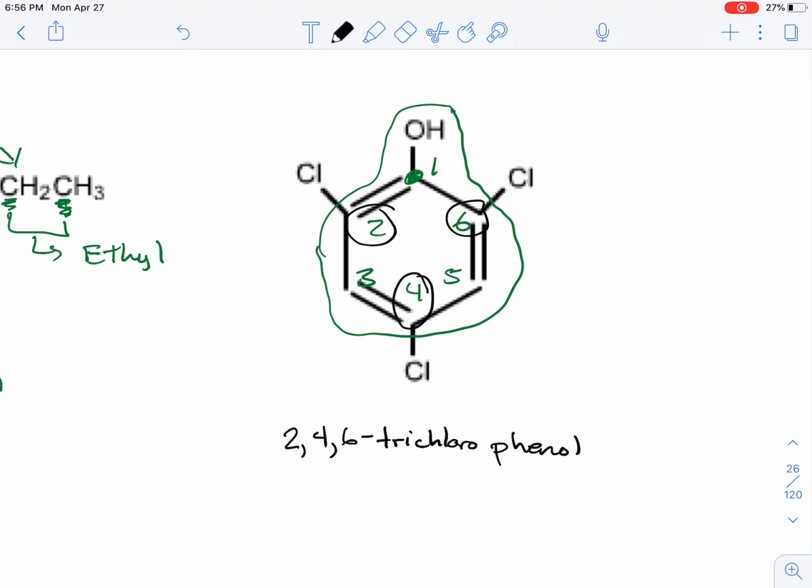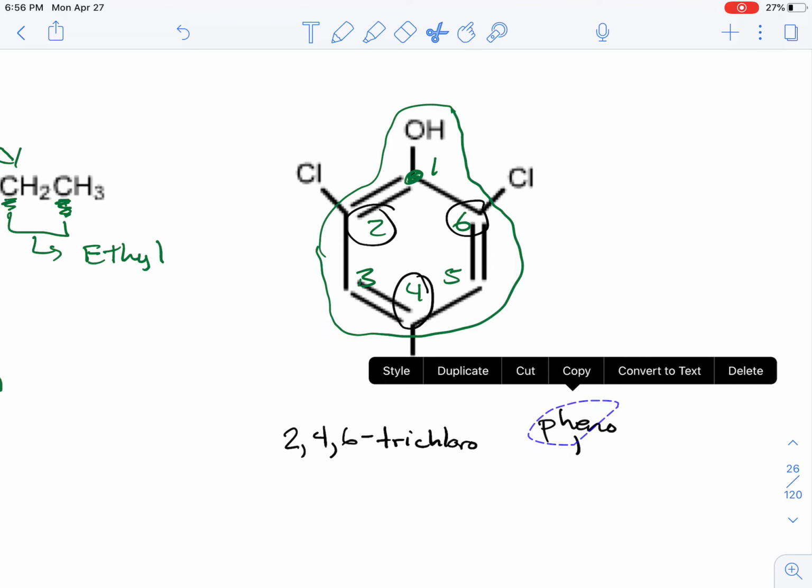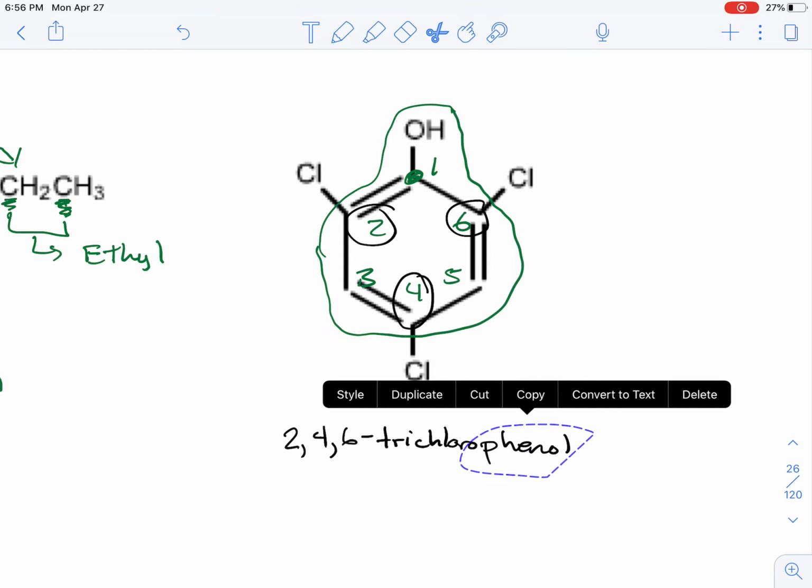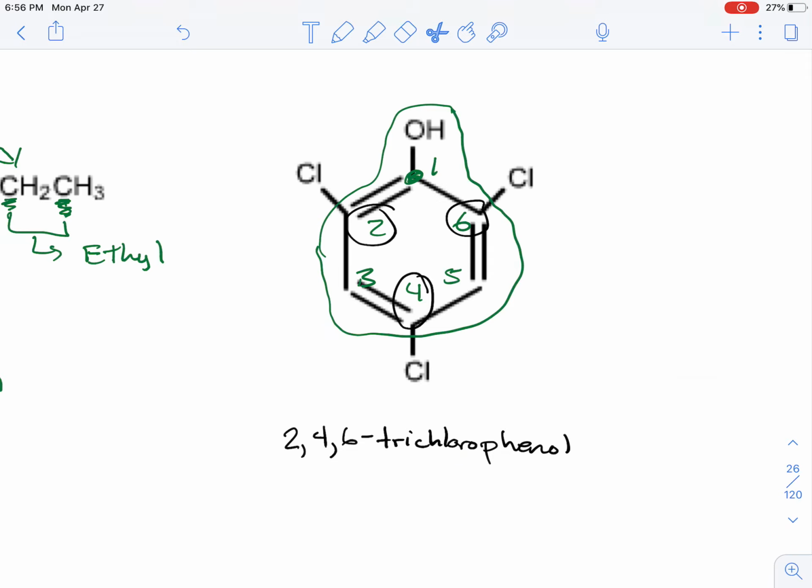Okay. And since this is a letter to a letter, I'm going to go ahead and just combine both of these words into one word. So this is 2,4,6-trichlorophenol.